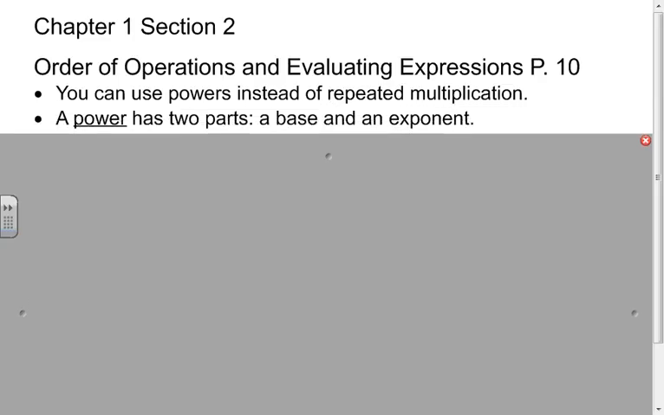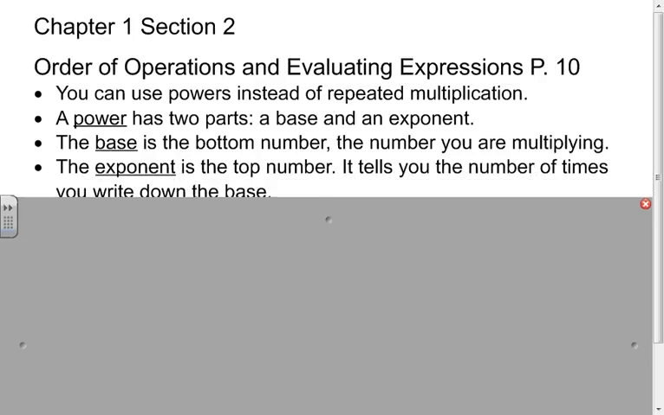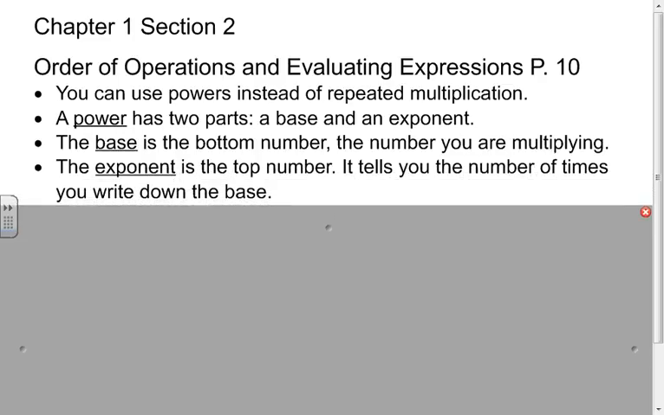A power has two parts. It has a base and it has an exponent. The base is the bottom number. That's the number that you're going to be multiplying over and over again. An exponent, that's the top number. It tells you the number of times that you're going to write down that base that you used.